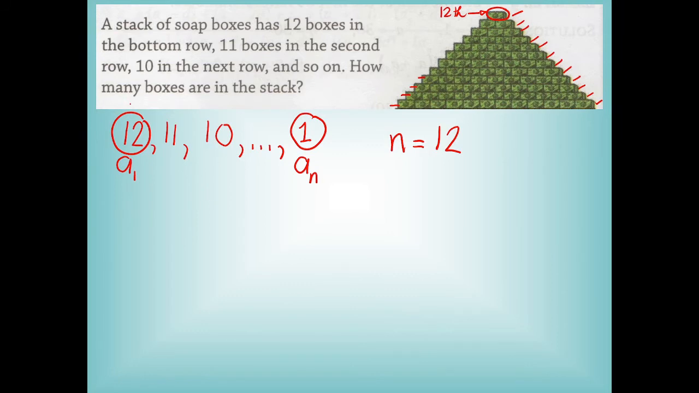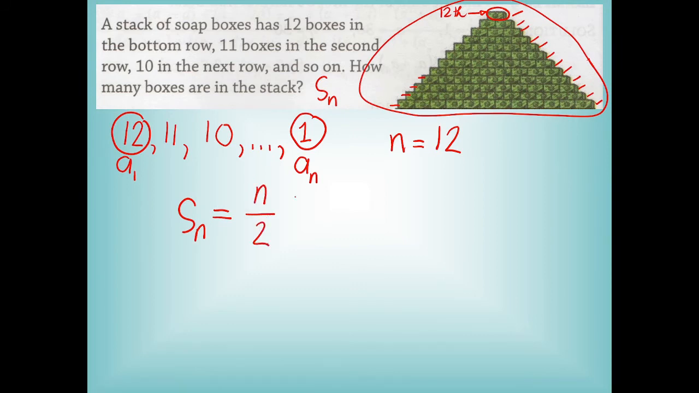How many boxes are in the stack? Pila ka boxes tanan. Unsay isolve nato diri section? S sub n. Di na ta mag-solve ni A sub n kay A sub n is already there. So obviously, we will be solving for S sub n. And which formula are you gonna use? Is it formula 1 or formula 2? Formula 1. Very good. So we have A sub 1 plus A sub n.